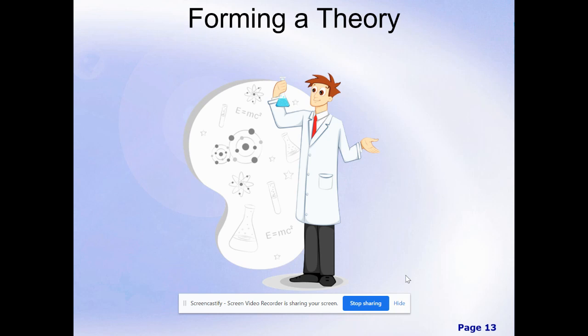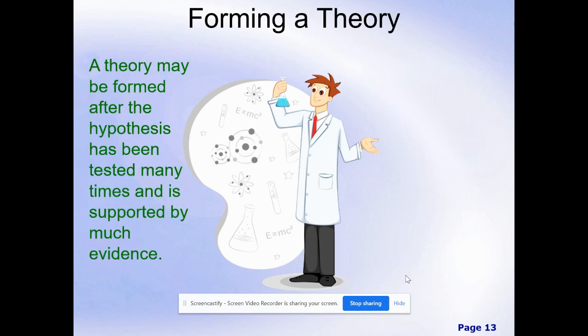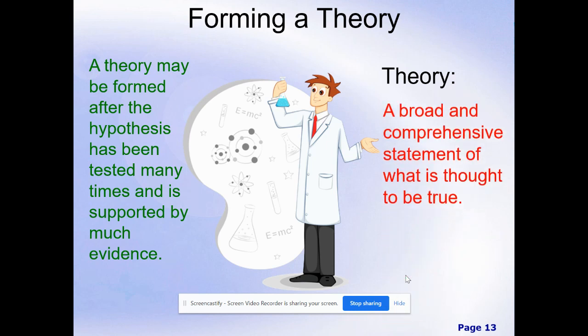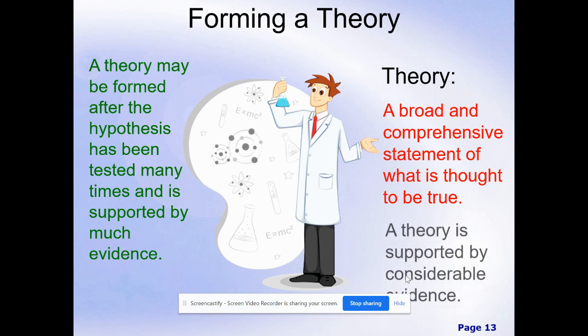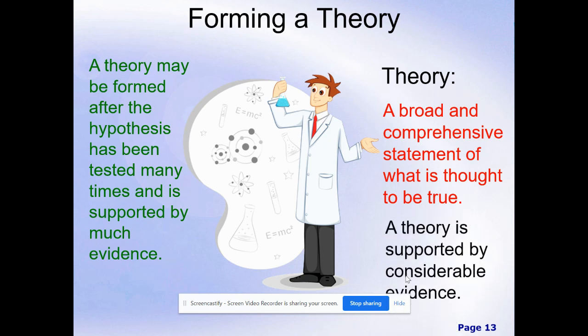Finally, today we're going to talk about forming a theory. A theory may be formed after the hypothesis has been tested many times and is supported by much evidence. A theory is a broad and comprehensive statement of what is thought to be true, and it is always supported by evidence. That's it for today.